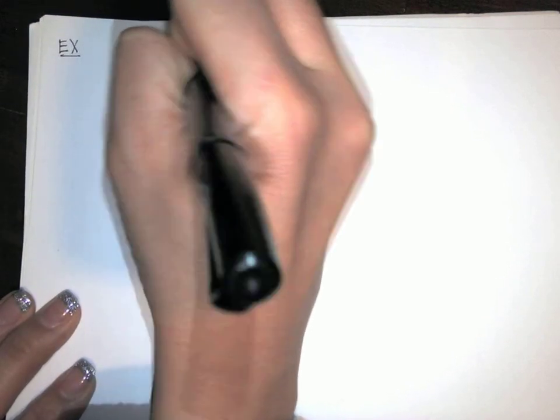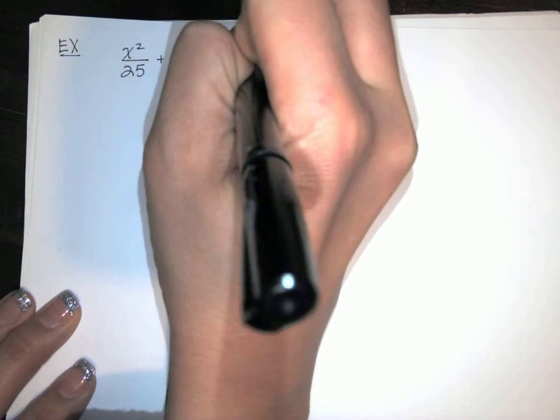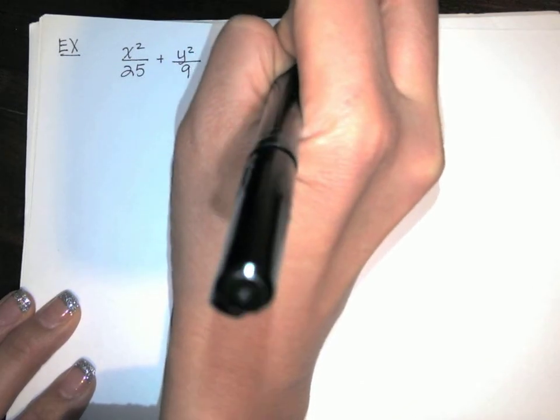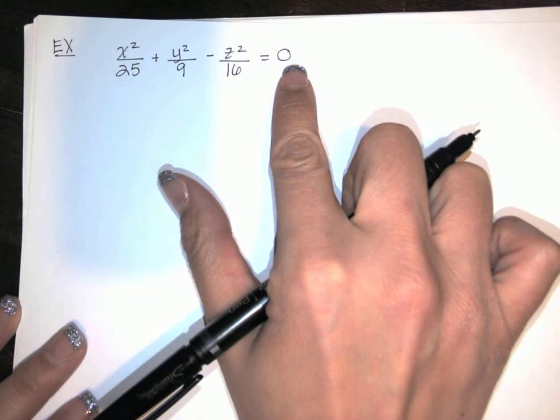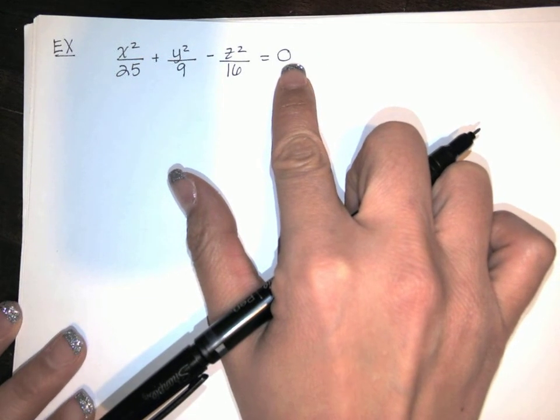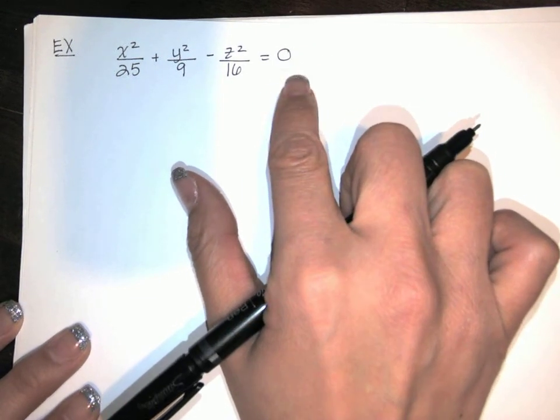Oh, need a new sheet of paper. All right, so let's say you've got x squared over 25 plus y squared over 9 minus z squared over 16 equals 0, not 1. This looks like a hyperboloid of one sheet. If that was a 1, it would be a hyperboloid of one sheet. But it's not a 1, it's a 0.